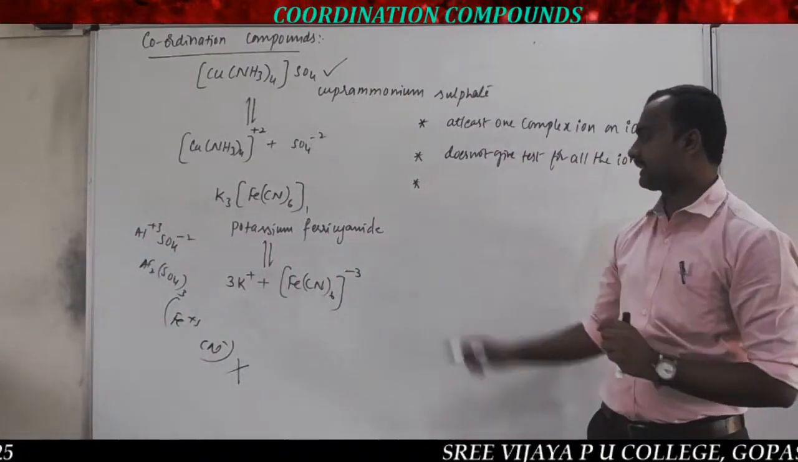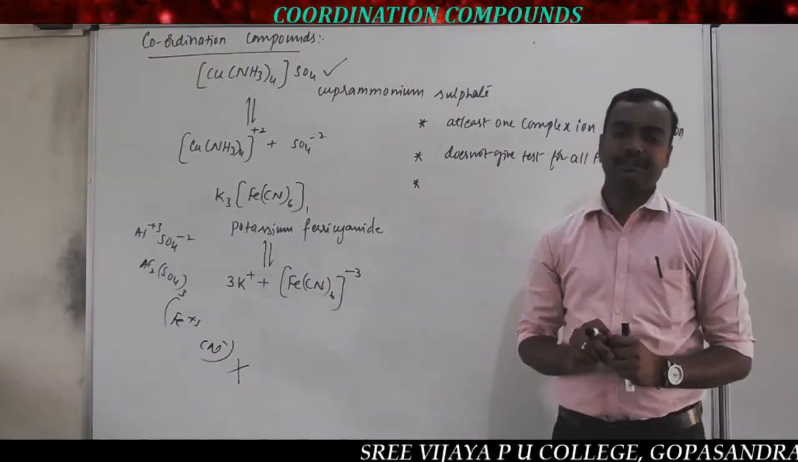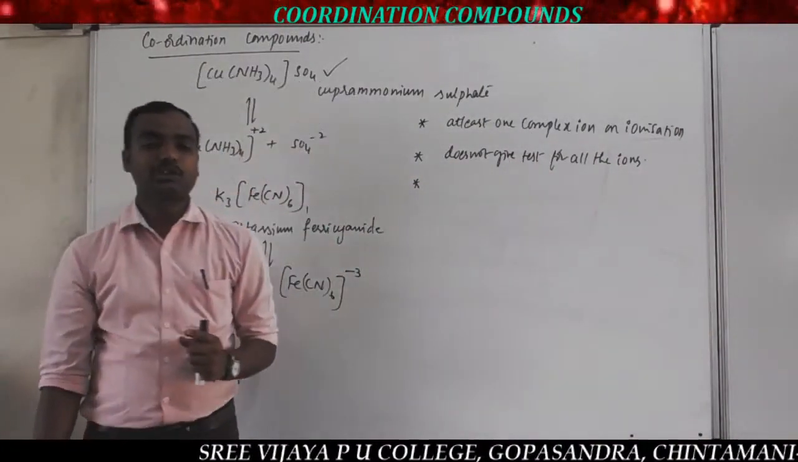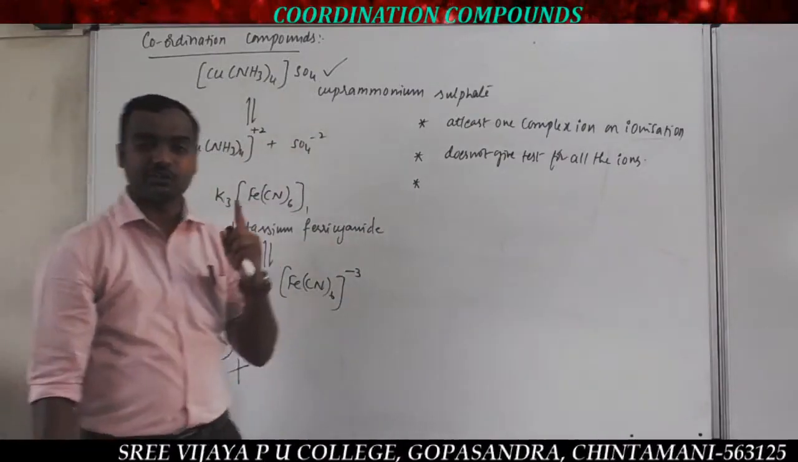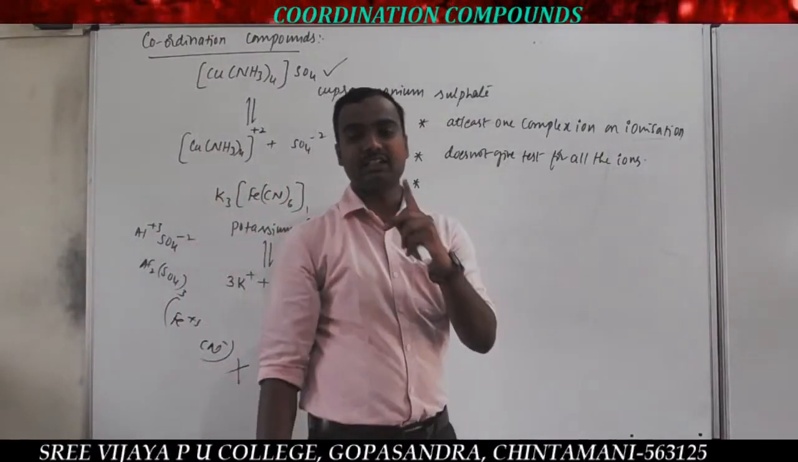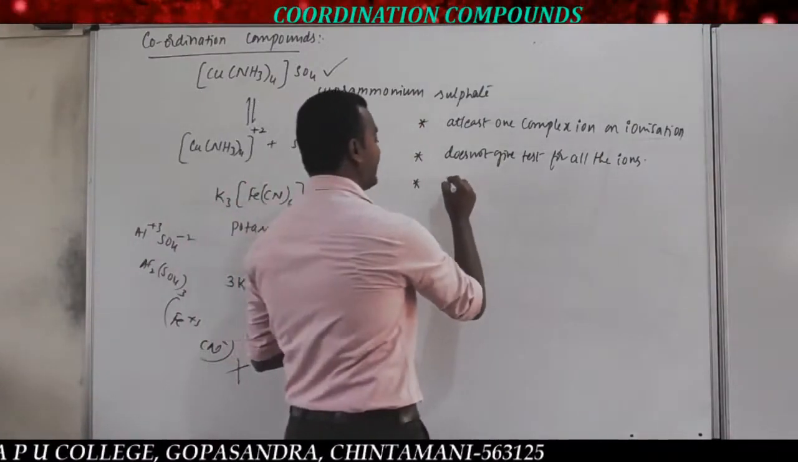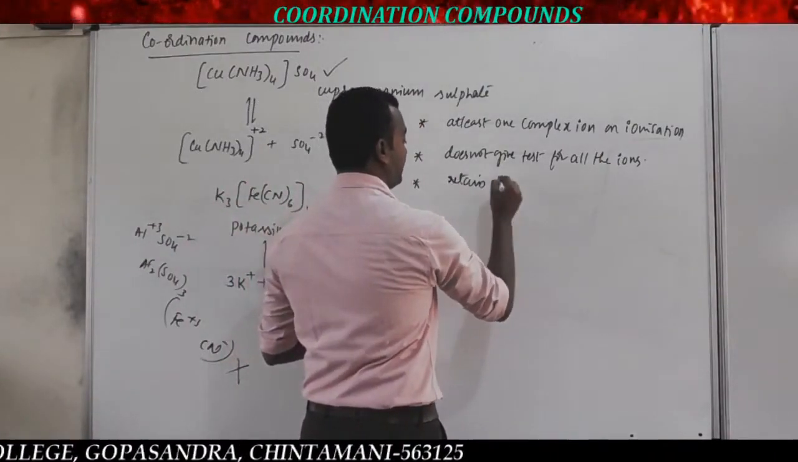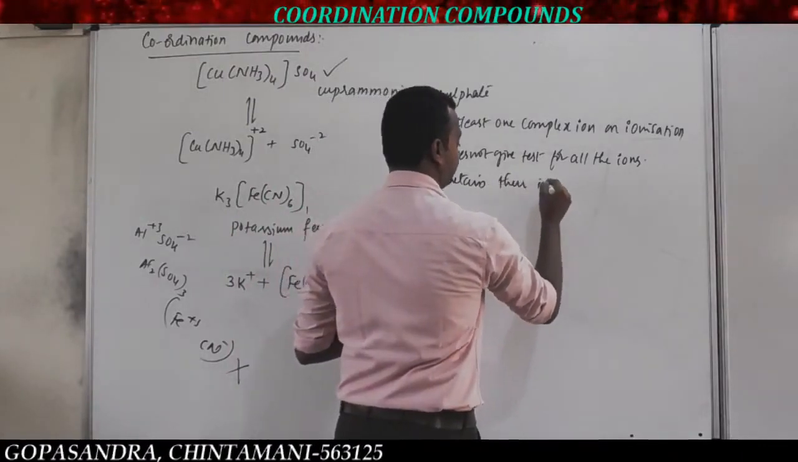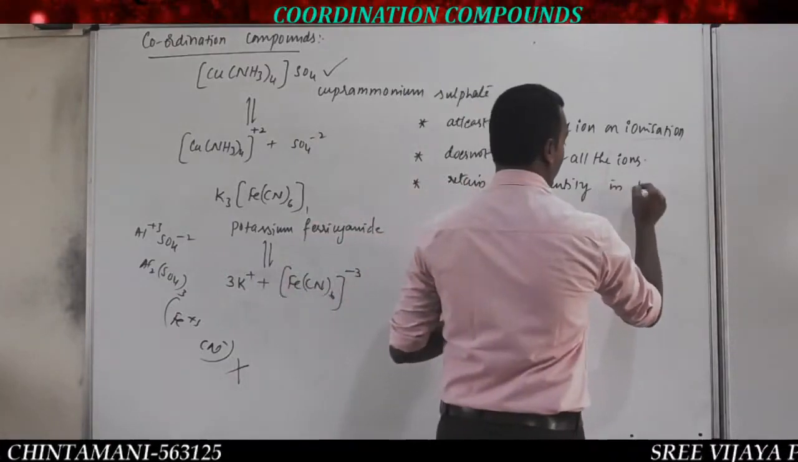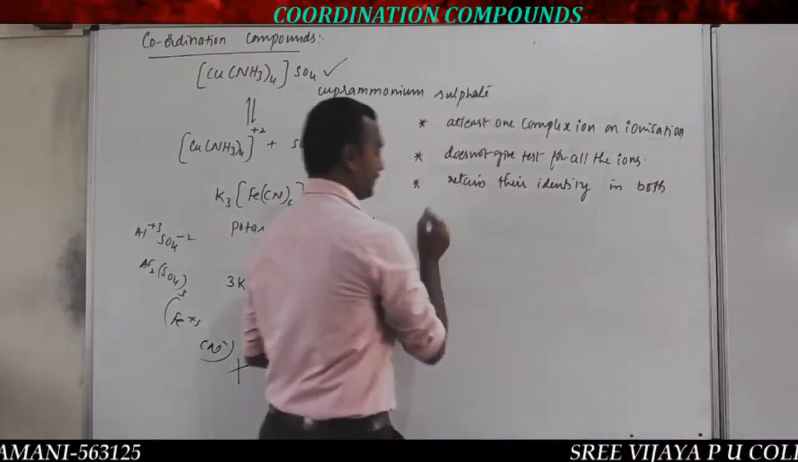That's one more difference, and a very important difference between double salt and coordination compound is this: in the case of a double salt, they retain their identity in the solid state but lose their identity in the solution state. But in coordination compounds, they retain their identity in both solid and solution state.